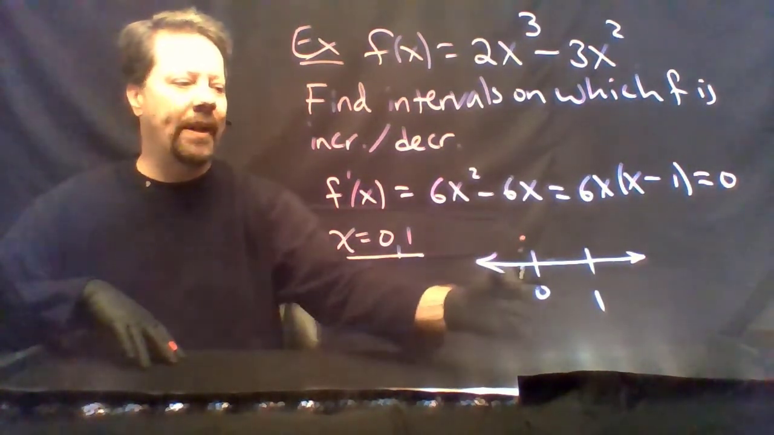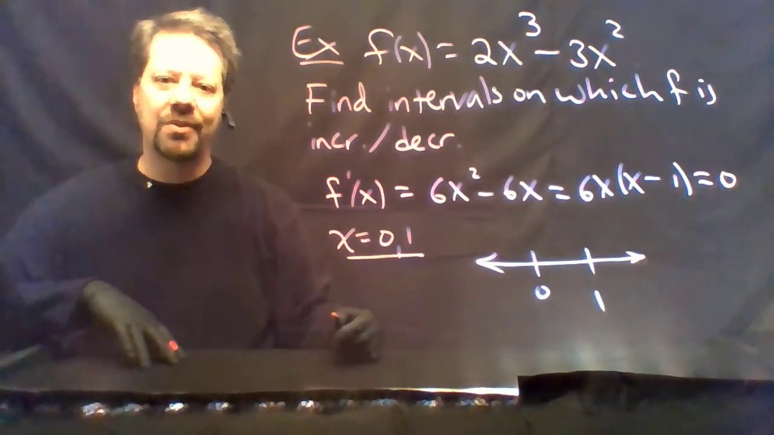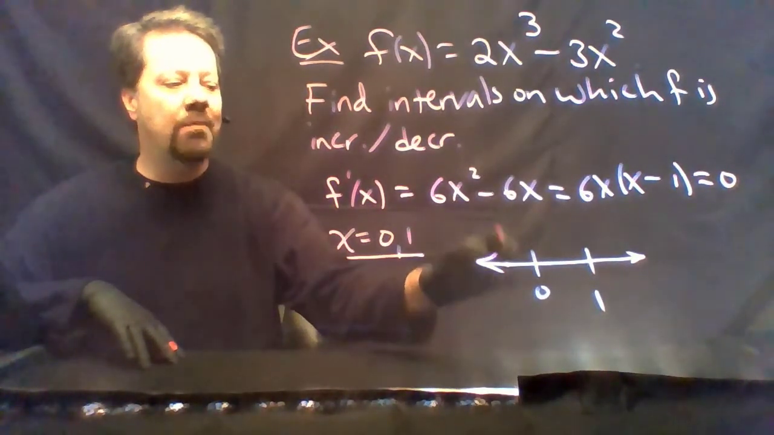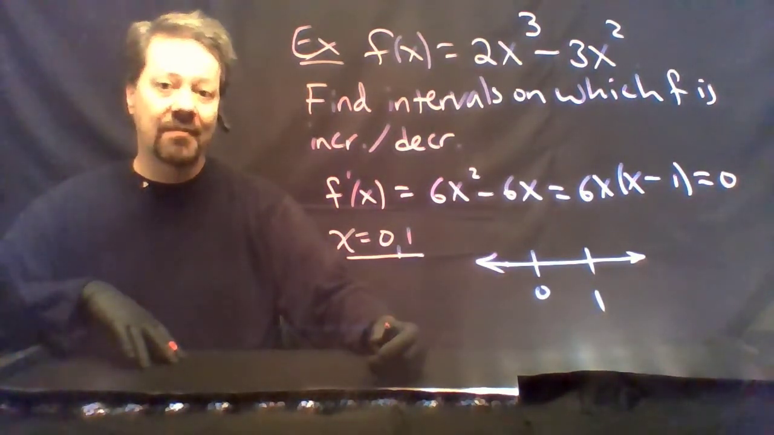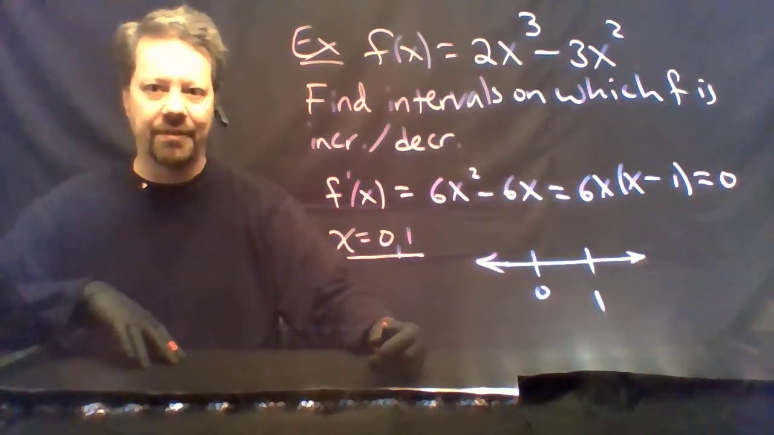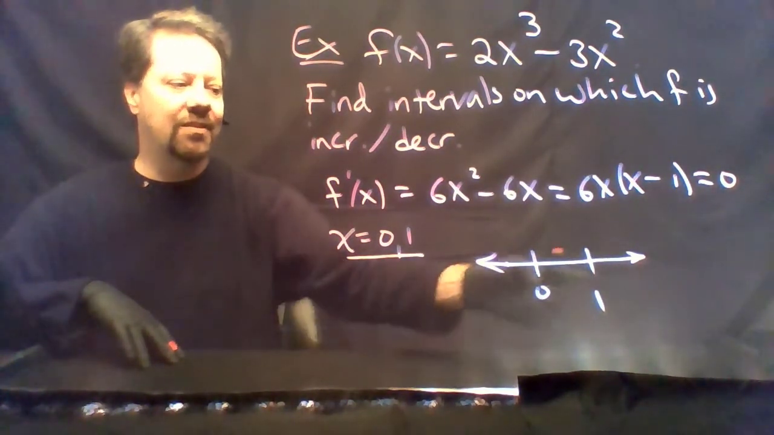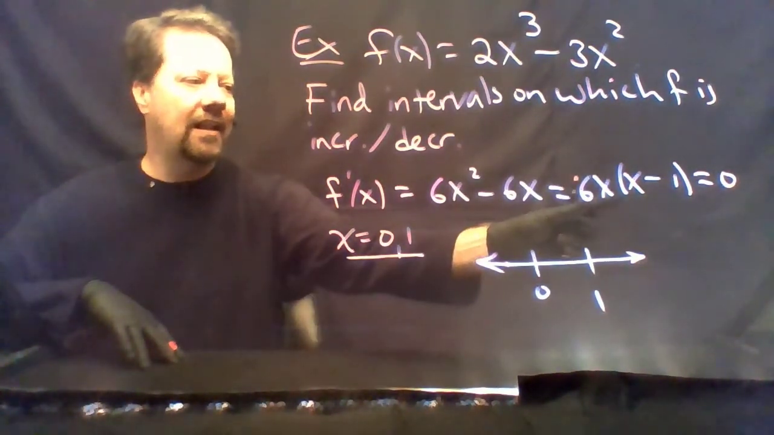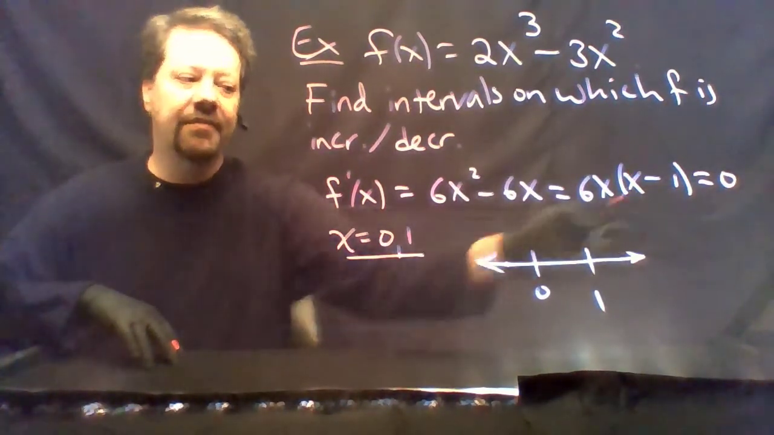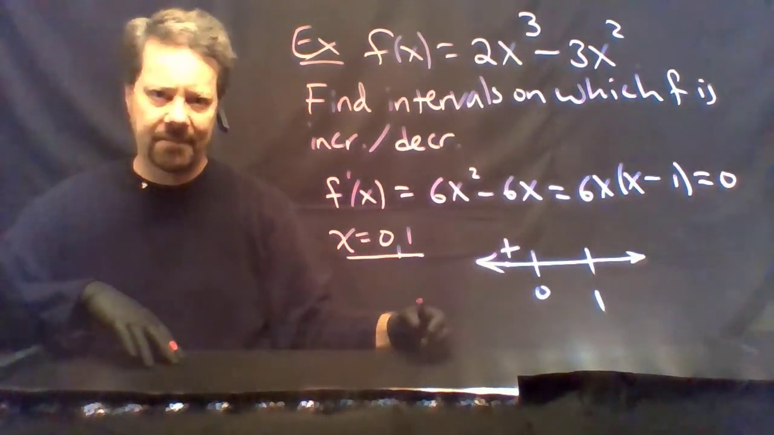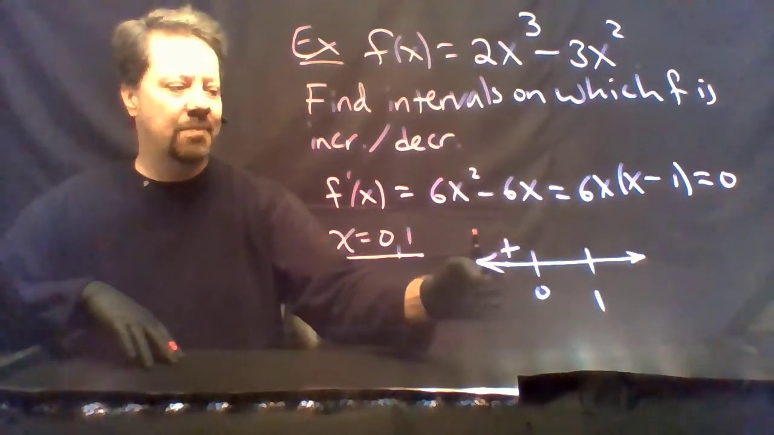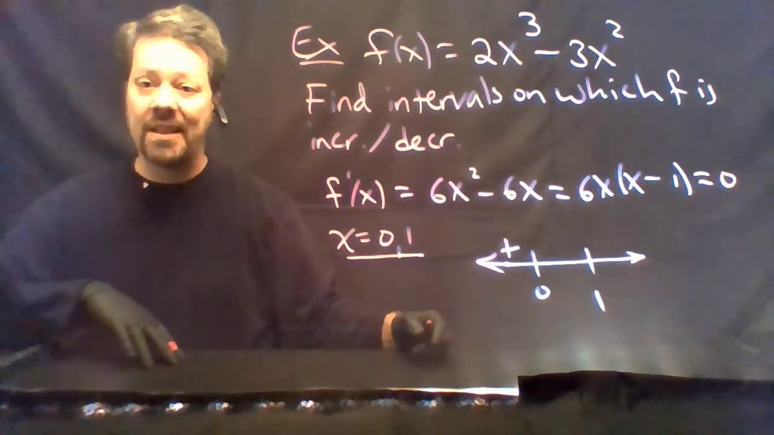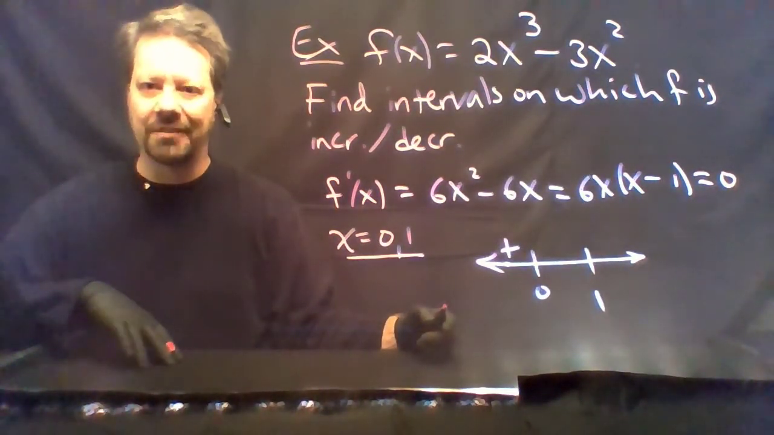We need to test one point in each of the resulting 3 intervals to see if the derivative is positive there. If the derivative is positive at one point on that interval, it must be positive at all points on that interval. It can only change sign at these critical points here. So if I plot, say, -1, I'll have a negative and a negative. The derivative is positive there. It's positive at that one point, so it's positive across the entire interval. That means it will be increasing on that entire interval.